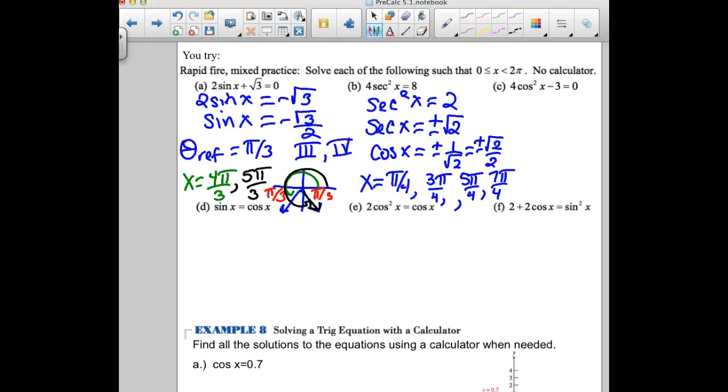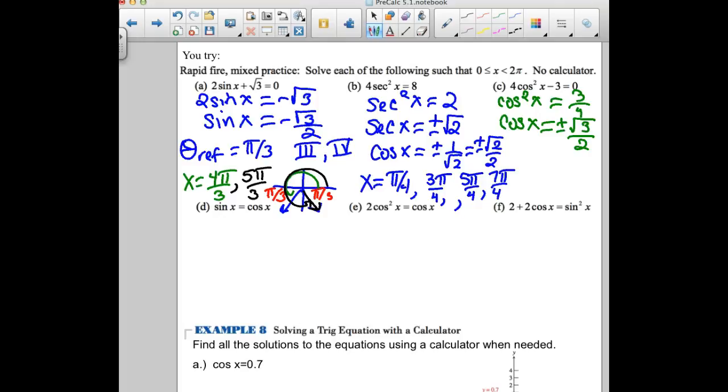All right, example C. Solving and trying to get that cosine of x by itself, we would have to add a 3 and divide a 4 over. So we've got the cosine squared of x equaling 3/4. Square rooting, we would have the cosine of x equals plus or minus the square root of 3 over 2. We're just square rooting both the 3 and the 4.